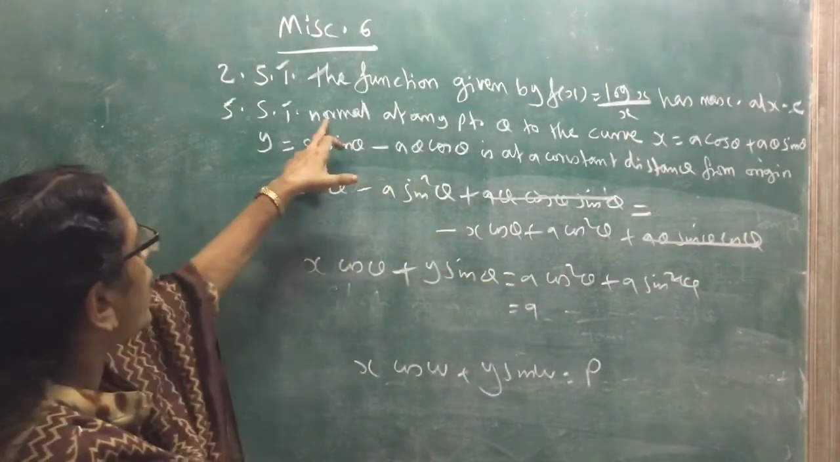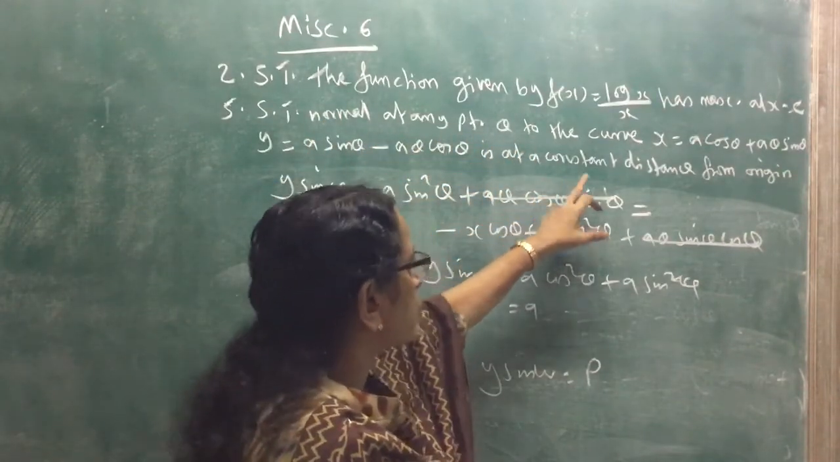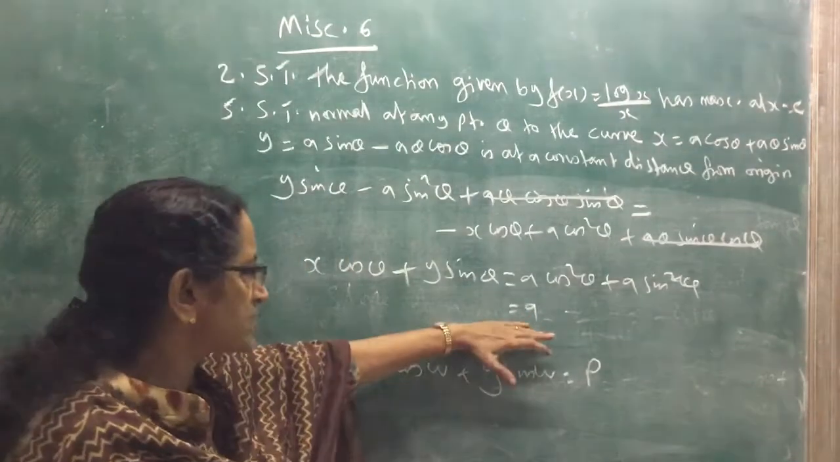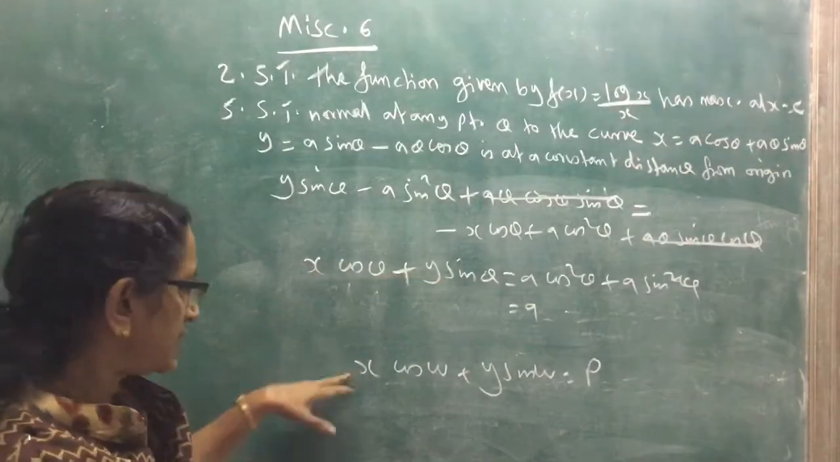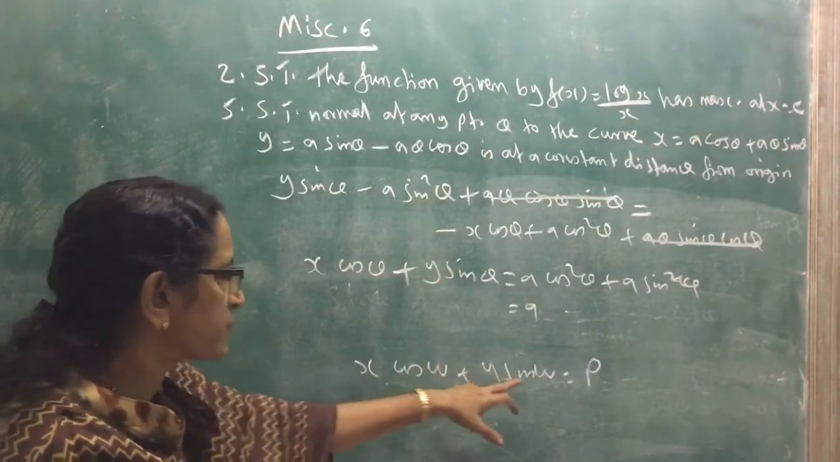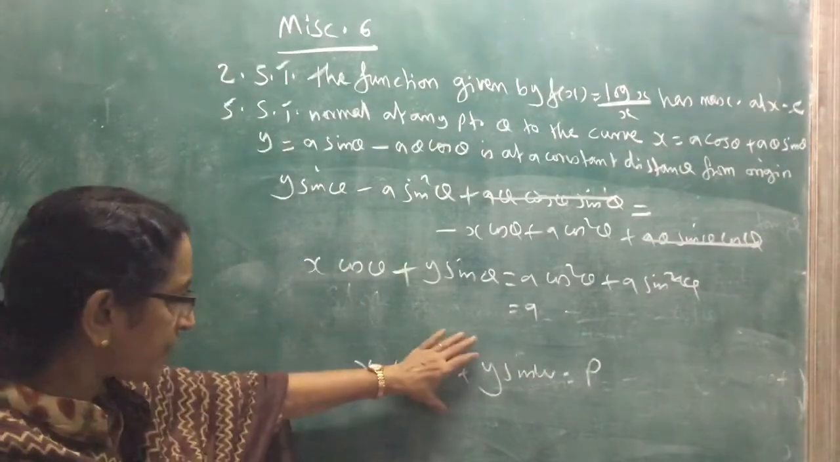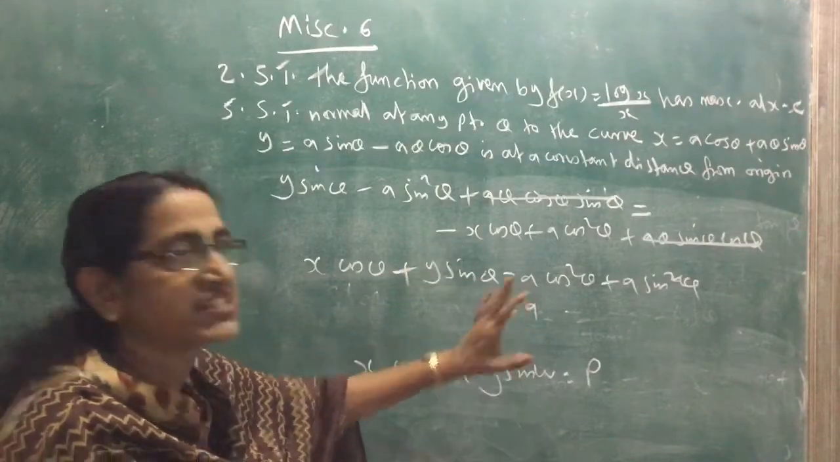So that is what we wanted to prove: the normal at any point theta is at a constant distance from the origin. Here a is the constant distance from the origin. So we proved that this is the equation of normal, and it is in the form x cos omega plus y sin omega equals p, where p denotes the distance of the line from the origin. So the distance of the normal from the origin is a, which is a constant.